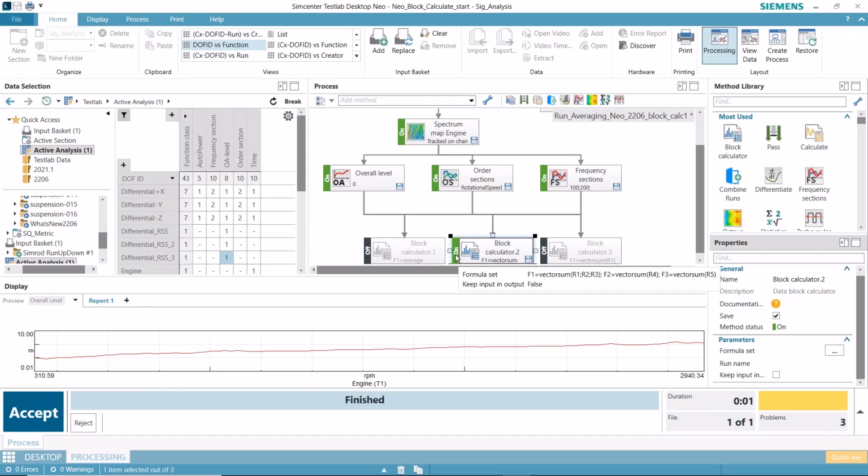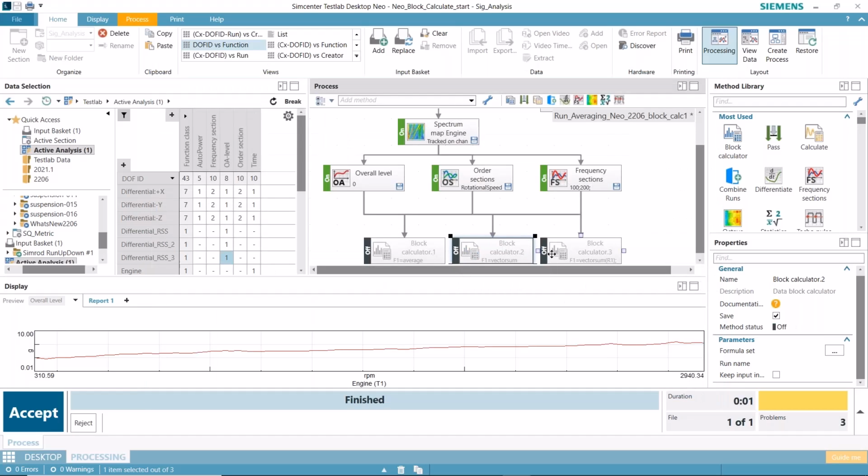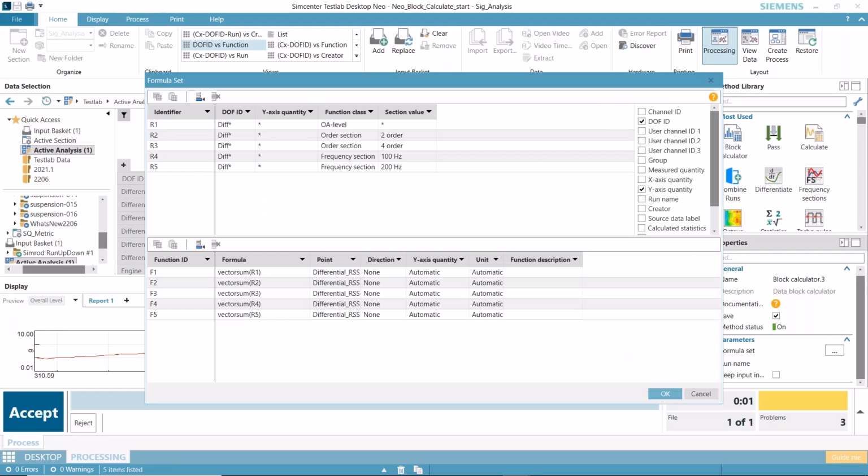And if I turn this one off and go to this one, I think this is the one where I'm going to do some scaling. Nope, that's a different vector sum. So this is basically all the vector sum. So if I wanted to calculate the vector sum for the overall levels, for second order, for fourth order, for this 100 Hertz section, this 200 Hertz section, it would require these 5 formulas here. And I can give it the same point ID, and then we can determine which is which by looking at the function class and the section value.